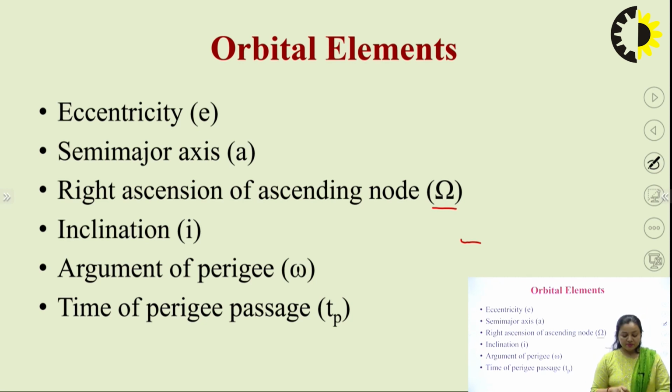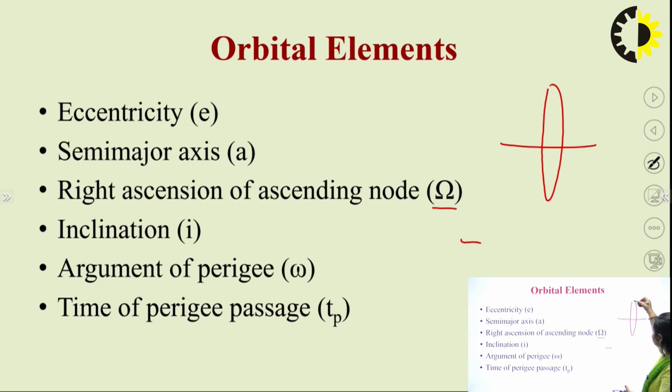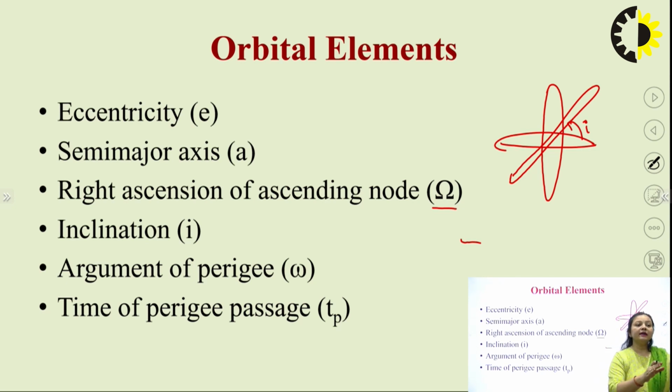Now, instead of over the equatorial plane or covering the north and south poles, the orbit can be such that it gets tilted with respect to the equator like this. This angle we call the inclination: how much your orbit is tilted with respect to the equator, denoted by i. Next is the argument of perigee.